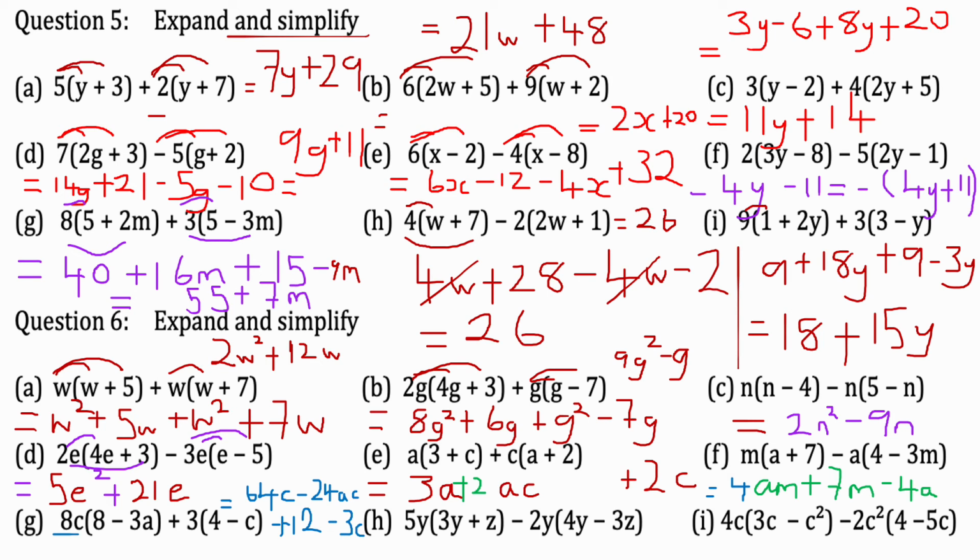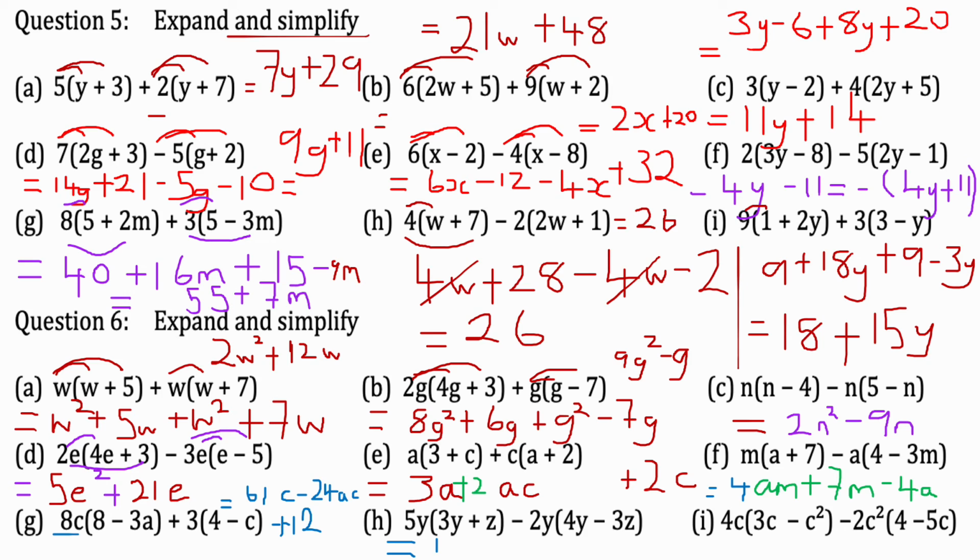So collecting our like terms now, 64c take away 3c becomes 61c. So it becomes 61c, take away 24ac plus the 12. Right, guys, this one.